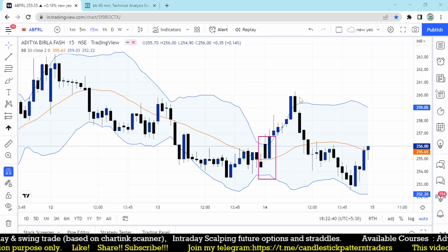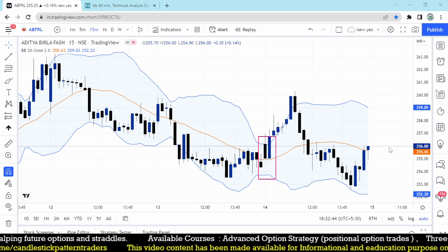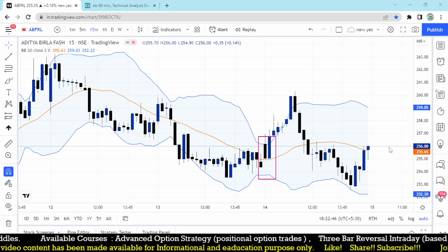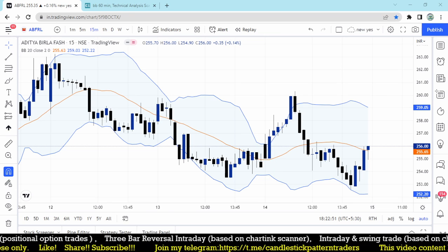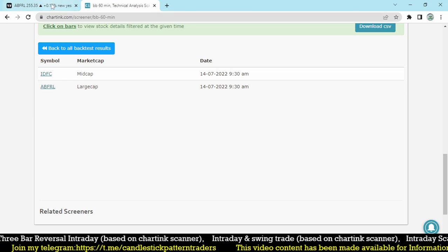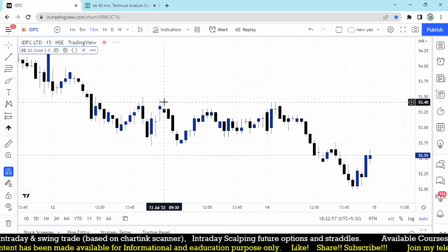And if you use the Bollinger Band, and there is a reversal candle happening at the upper Bollinger Band, that should be the best opportunity to take a reversal trade. And if it happens at the lower Bollinger Band, that is another opportunity to take a long trade. That is a reversal trade. IDFC is a very low value stock. Let's go for that. What happened?